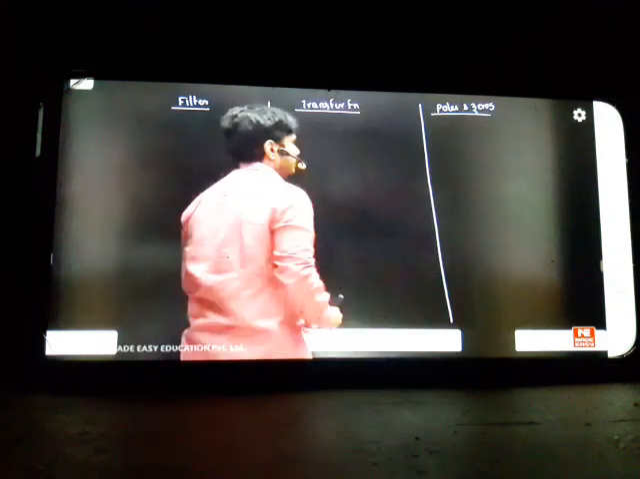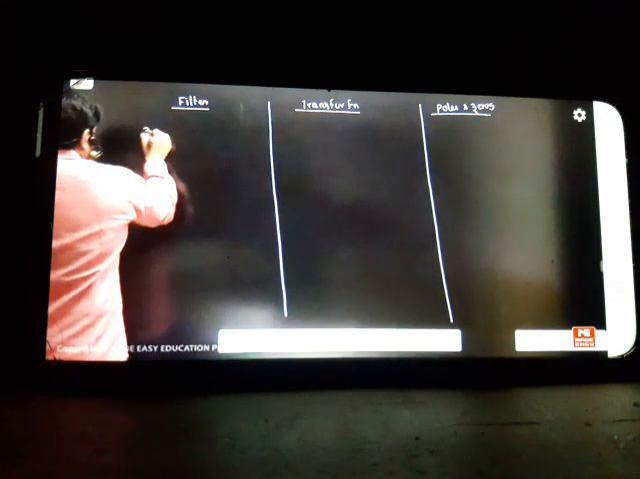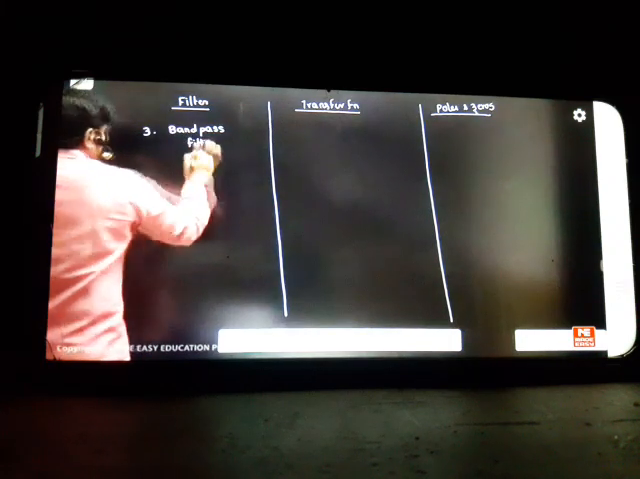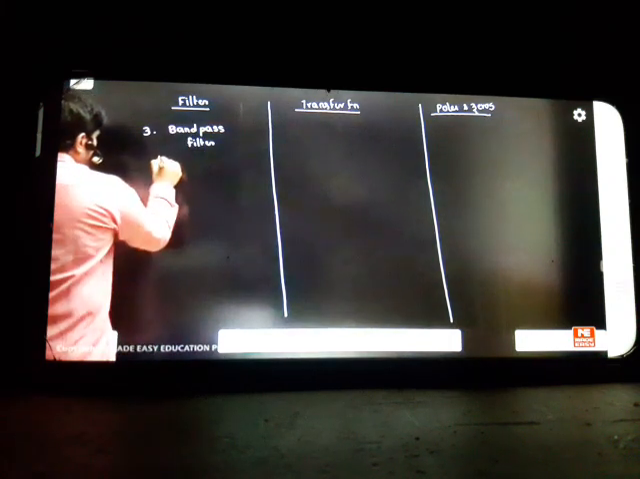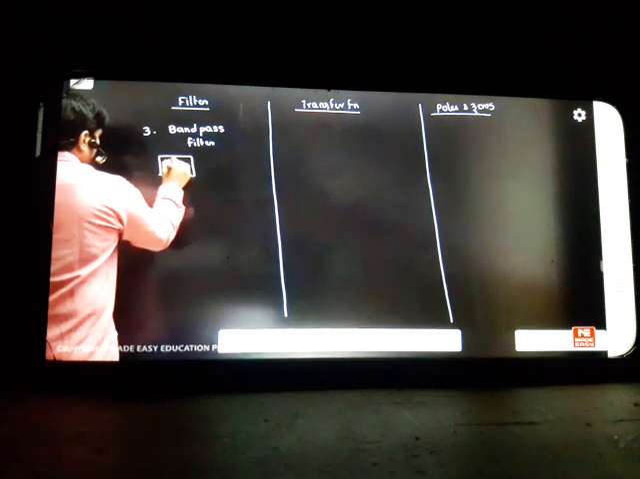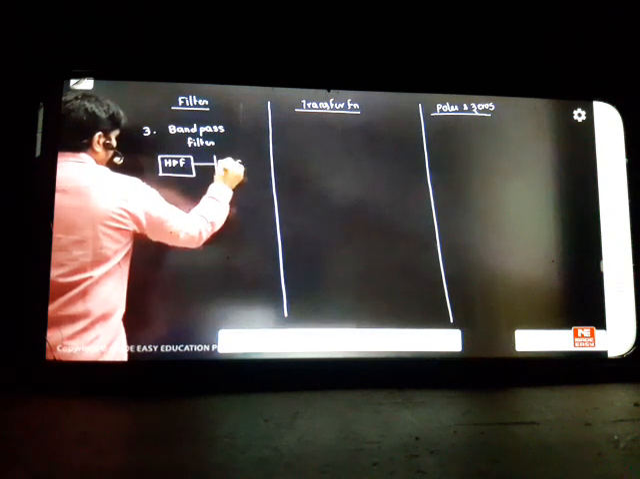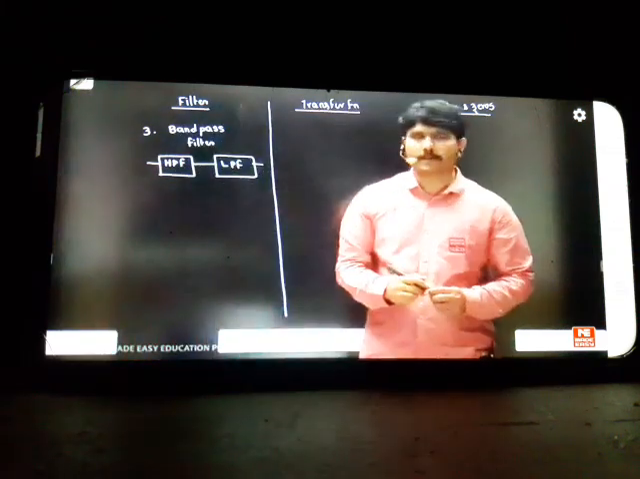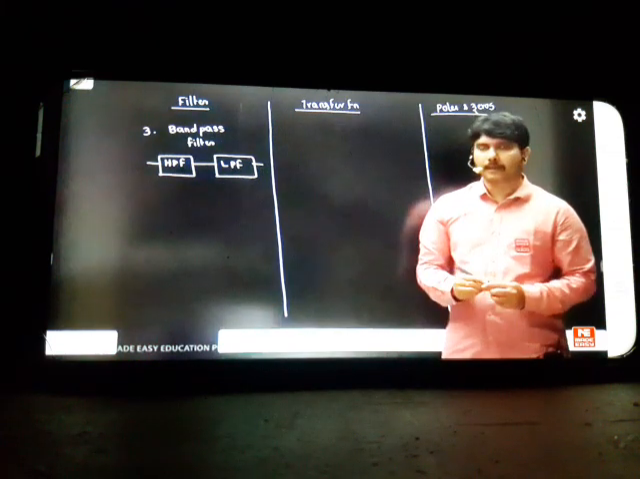So you can see here, concept number 3 I am starting, called band pass filter. What is the meaning of a band pass filter? It is nothing but a cascading of a high pass filter with a low pass filter. If you take low pass and high pass and cascade like this, that will become a band pass filter. First the high pass you have to take, next you have to interconnect with the low pass circuit. That mechanism is called band pass.